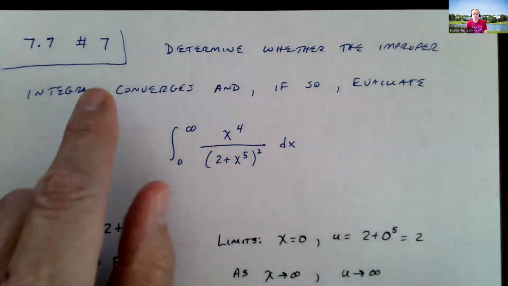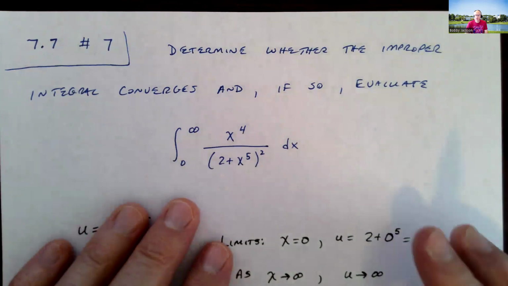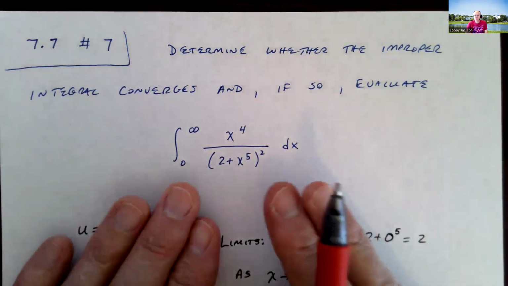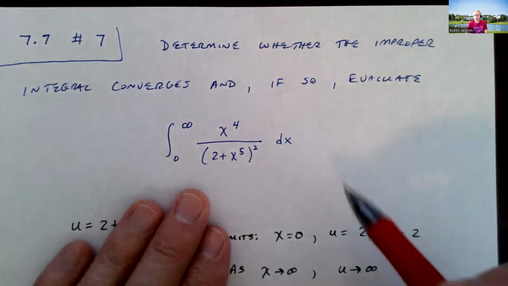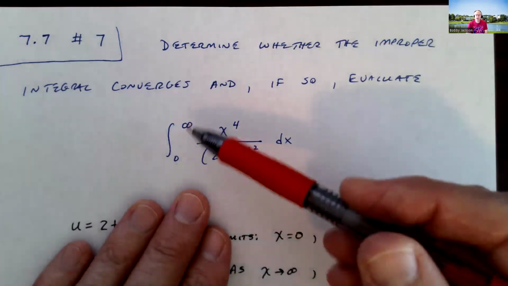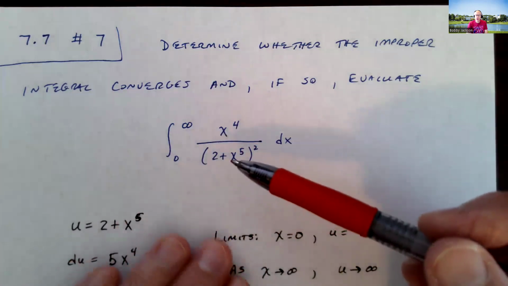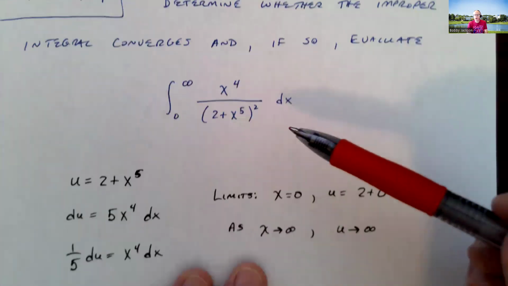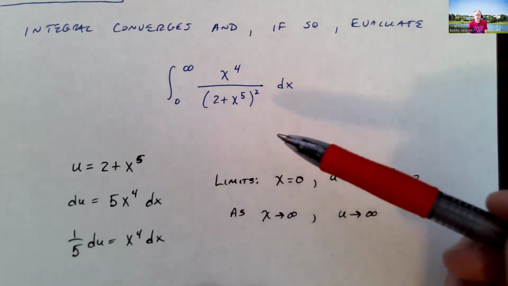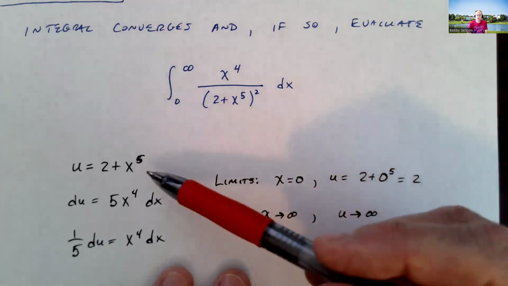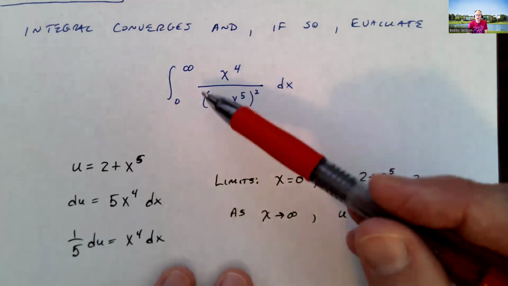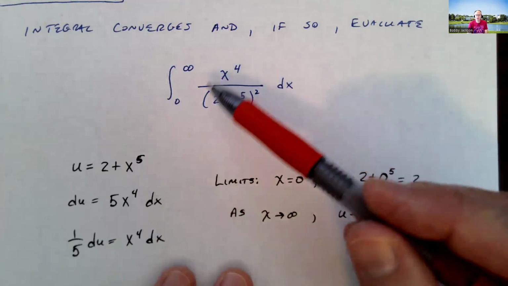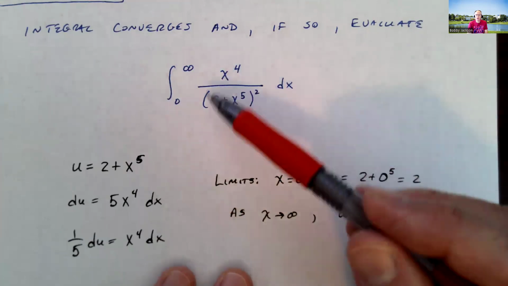Okay, we're going to take a look at number 7 in section 7.7. Again, we're looking at whether this, in this case, improper integral converges, and if it does, we're going to evaluate it. We have an infinite limit of integration, so we're going to be using limits, but I'm going to go ahead and do the change of variable on this first because finding the antiderivative of this, which we're going to have to do eventually, is a little bit tricky.